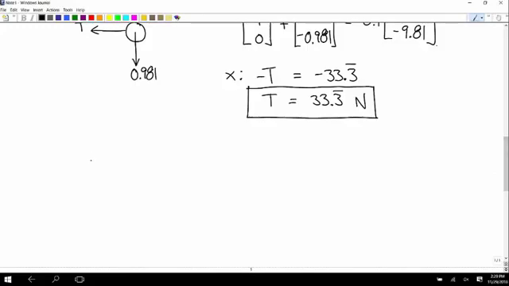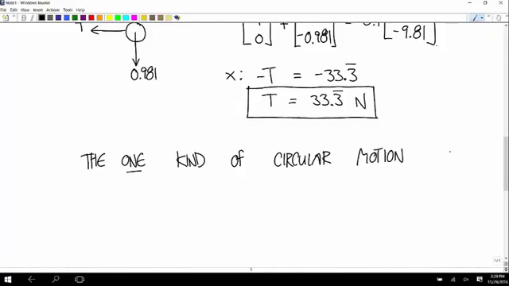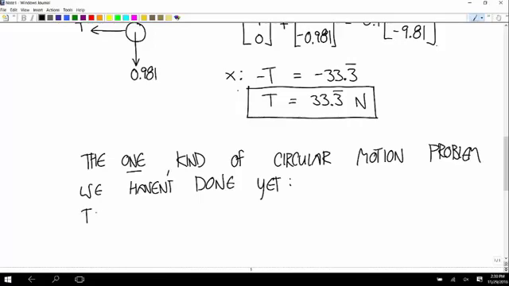So now we just have to learn one specific approach that we're only going to use for these tetherball kind of problems. So the one kind of circular motion problem we haven't addressed yet, haven't done yet, and that's tetherball problems.